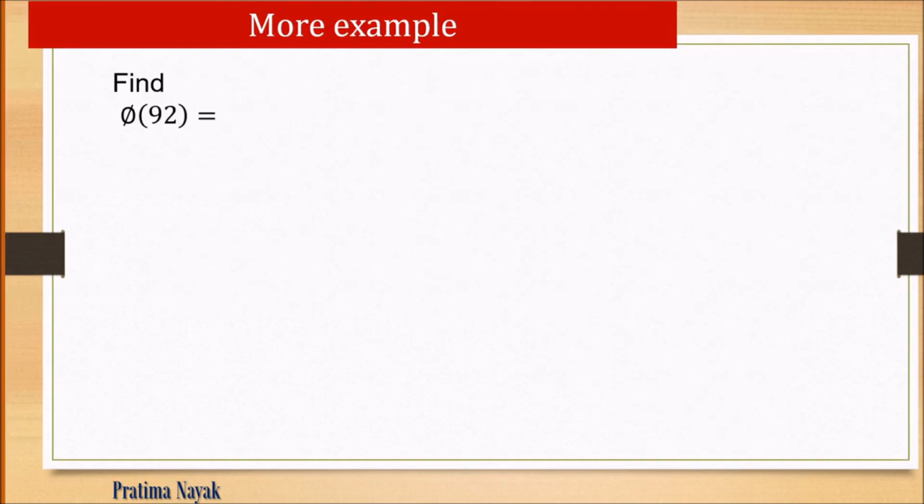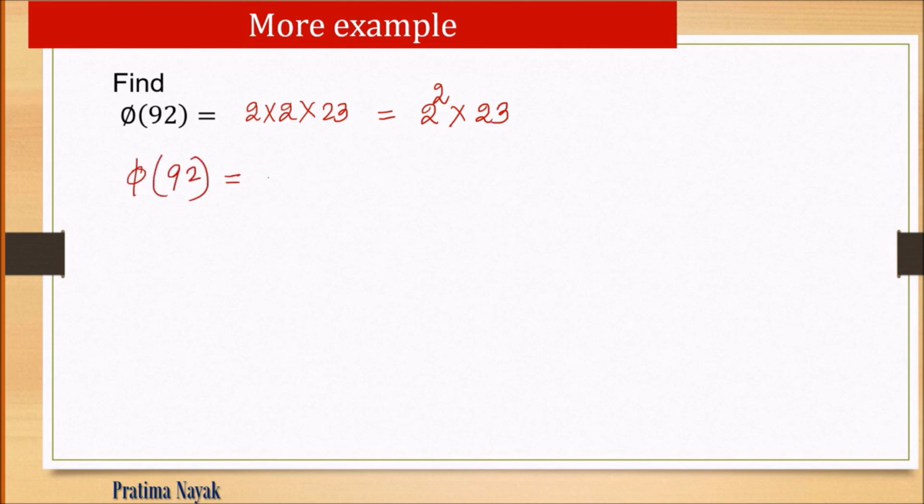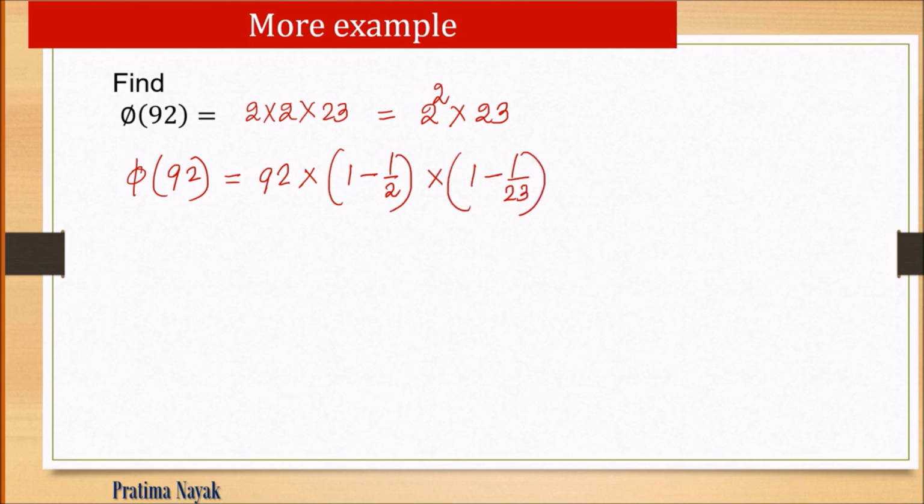So let us find it ourselves. Find phi of 92. I can write 92 in terms of its factors. 92 is 2 multiplied by 2, 4, multiplied by 23. So this will be 2 power 2 into 23, so there are only p1 and p2. So phi of 92 equals 92, that is n, multiplied by 1 minus 1 over p1, that is 2, multiplied by 1 minus 1 over p2, that is 23. So this is equal to 92 multiplied by 1 by 2 multiplied by 22 over 23.